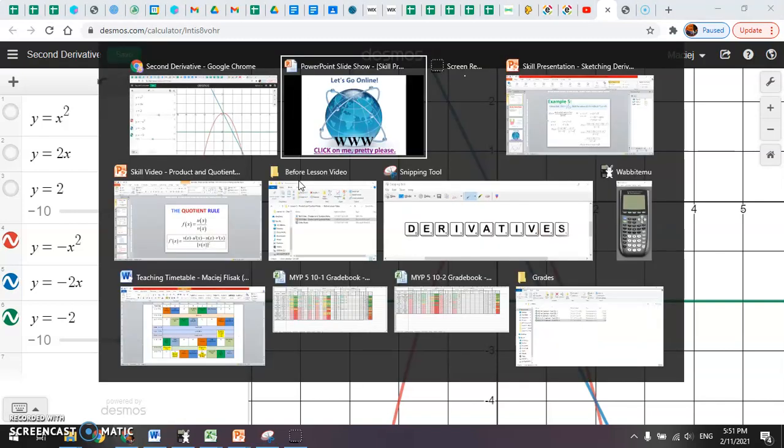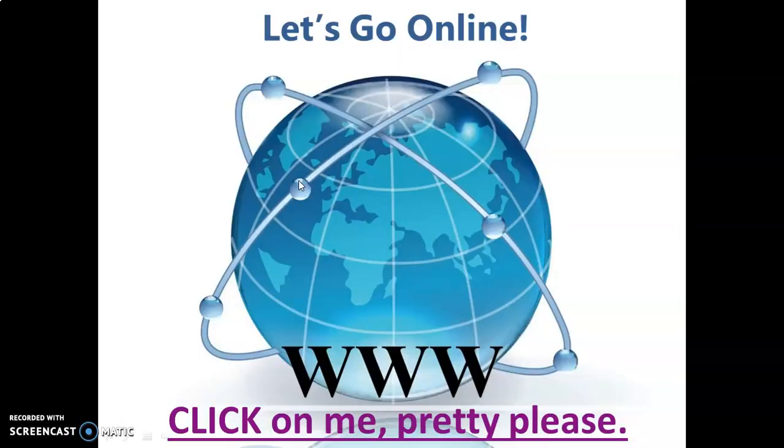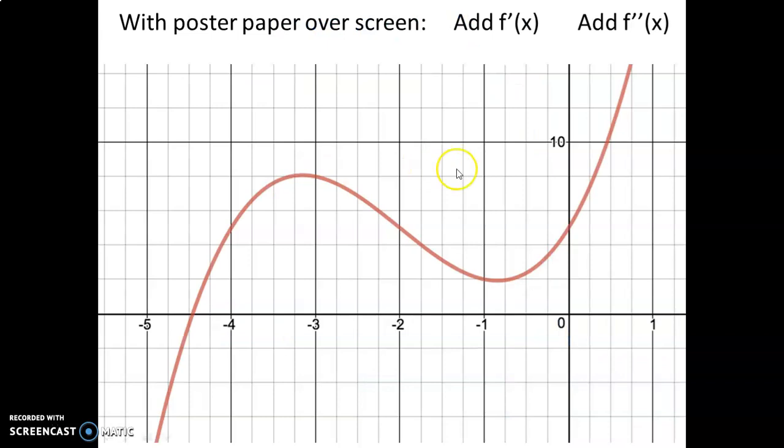Let's go back. Okay, a couple more things we're going to do together. So here we have this. Now I would suggest you put a blank piece of white paper on the screen, and your challenge is, this is an original function, and I want you to draw what the first derivative function would look like and what the second derivative function would look like. Now, a couple tips to get you started.